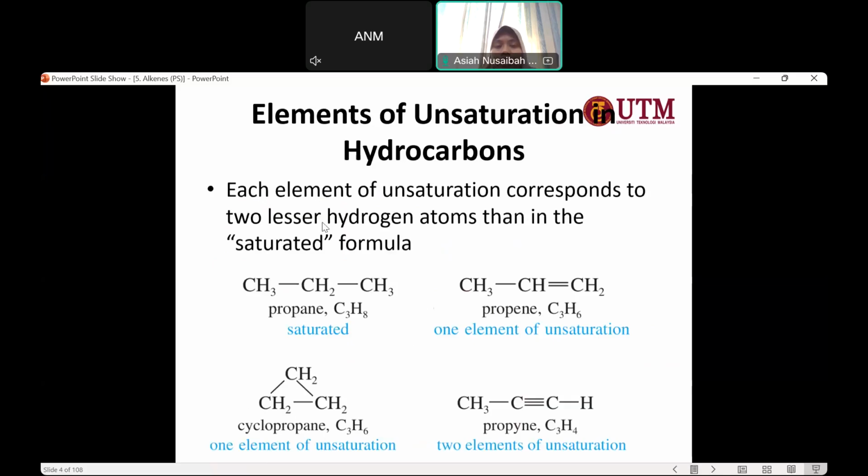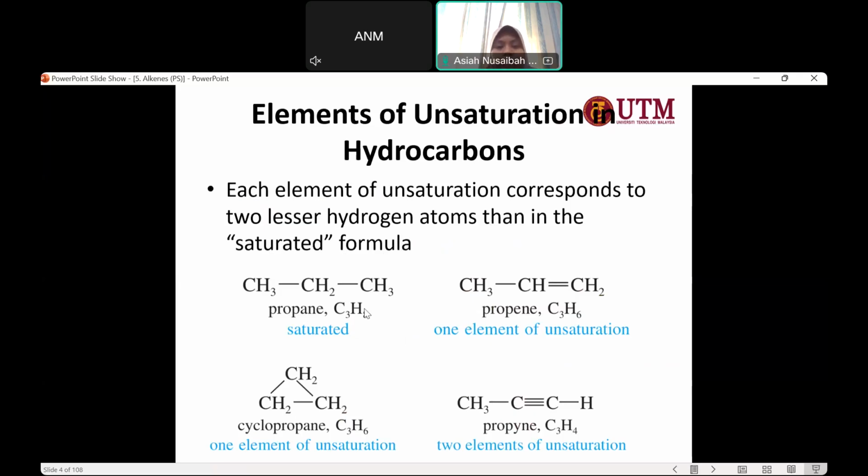Okay, cuba kita tengok kat sini. So, elements of unsaturation of hydrocarbon. In hydrocarbons, we can see here, each element of unsaturation corresponds to 2 fewer hydrogen atoms than in the saturated formula. Kalau kita ada alkane which is saturated, kalau kita perasan ikut formula dia ada extra 2H.